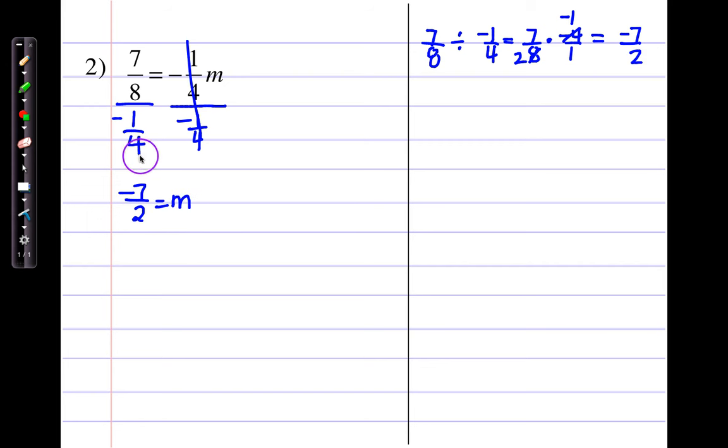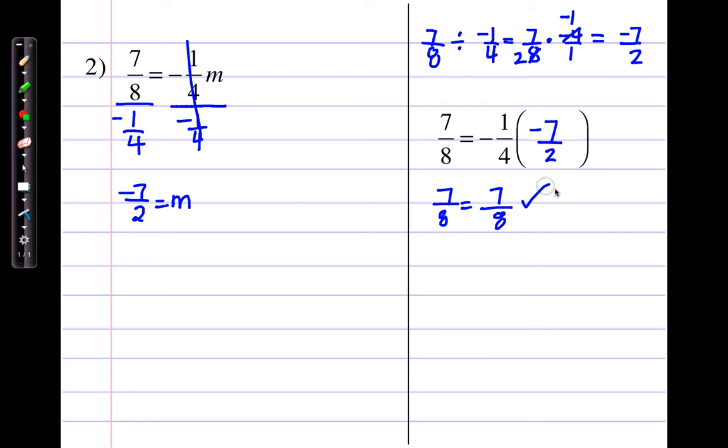So that is my answer, but before I claim that this is my answer, I'm going to check my work. Notice I just rewrote the equation exactly the way that it is, but instead of an m, I left a space here, so I'm going to put in my answer, which was negative 7/2. Here, 7/8 is already simplified, so I'm going to bring it down here. A negative times a negative is a positive. 1 times 7 is 7. 4 times 2 is 8. This is a true statement, so I know my answer is correct.